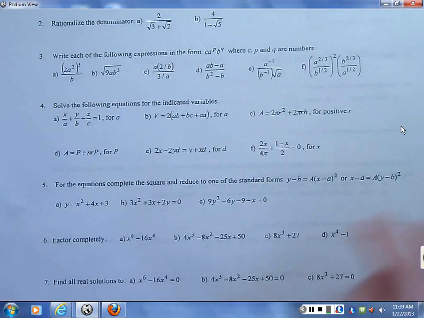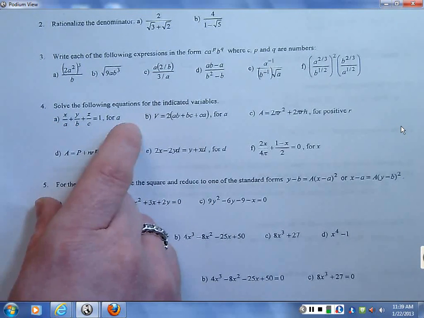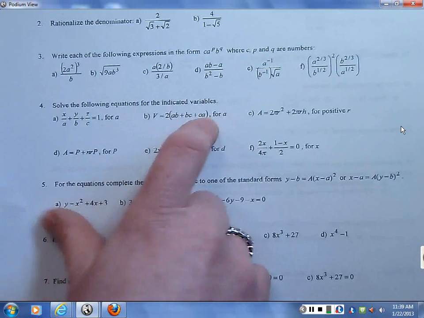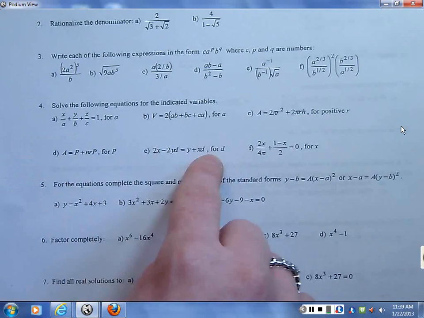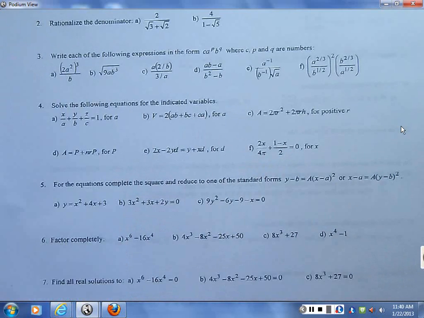So these will come up later on, and you might need to solve for the value of a. So I want to get a by itself. So I subtract the other fractions, multiply both sides by a, and simplify. Here I want to get a by itself. Here I want to solve for positive r, for p, for d, and for x. So you guys know how to rearrange an equation to solve for a variable.